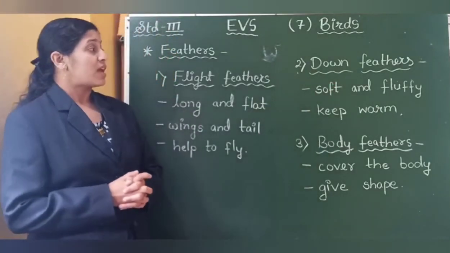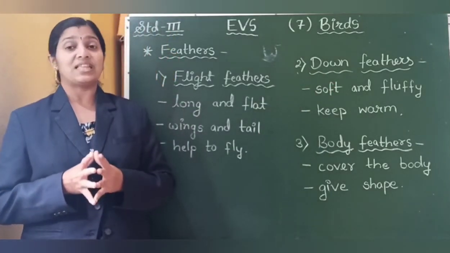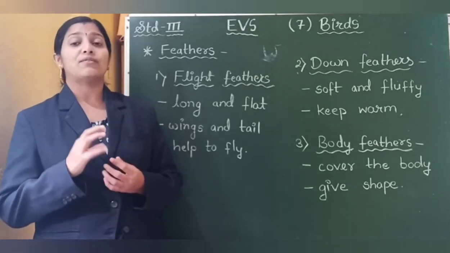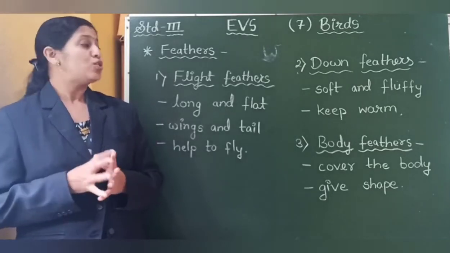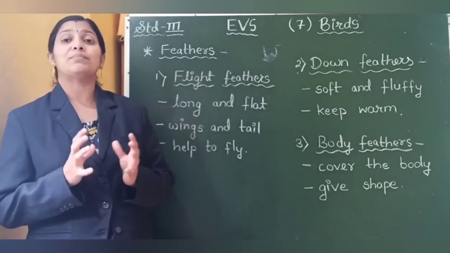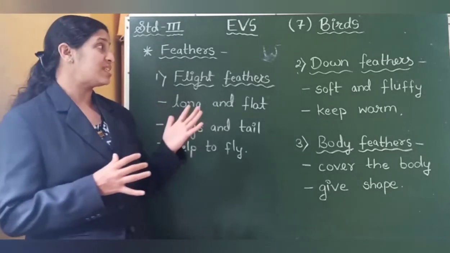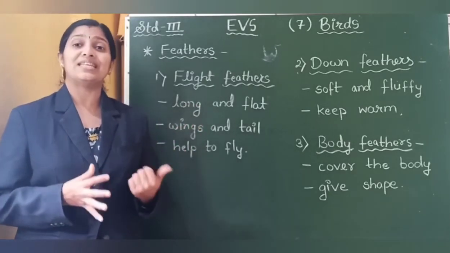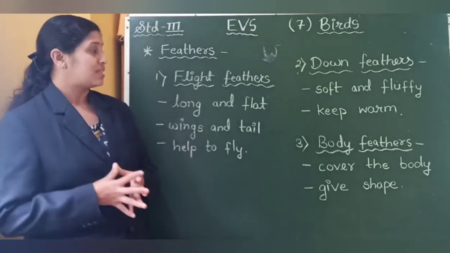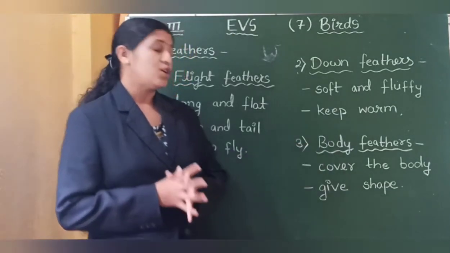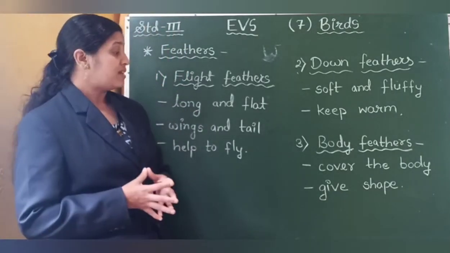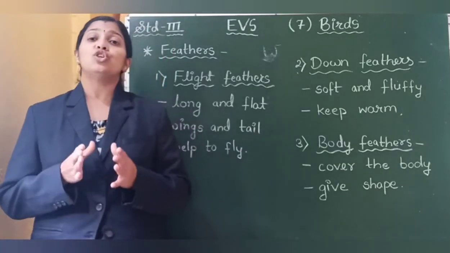The second type of feathers are down feathers. The down feathers are soft and fluffy in their appearance. When you touch these feathers, the down feathers, you will have a very soft and fluffy feeling. So these down feathers help the bird to keep itself warm. So you can see these down feathers on the body, and these feathers help to keep the body of the bird warm. The next are the body feathers. Body feathers are found all over the body of the bird, and these body feathers give shape to the bird's body.